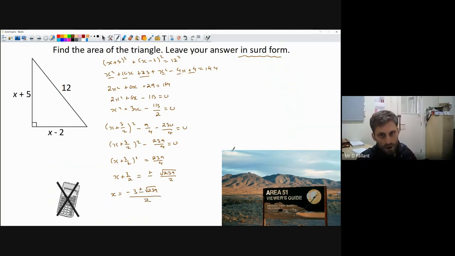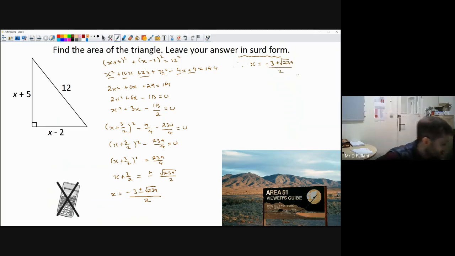So x is part of the length of the side. So therefore, x must be equal to minus 3 plus the square root of 239 over 2. It can't be minus because you can't have a negative length. So it says leave your answer in surd form. So I'm not going to get my calculator and work out what that is because this is a non-calculator question.